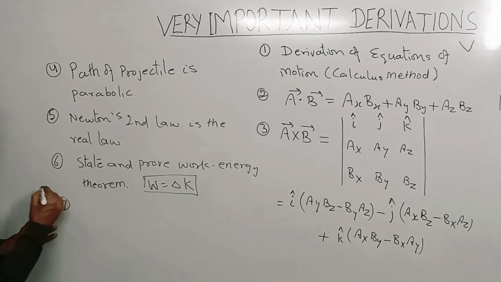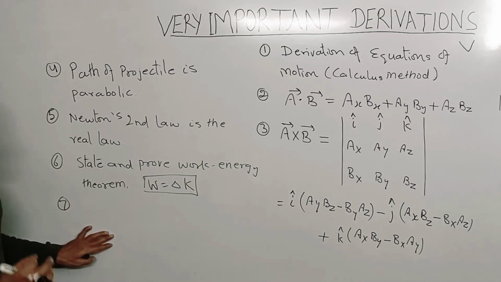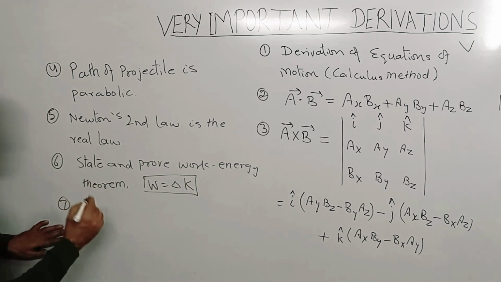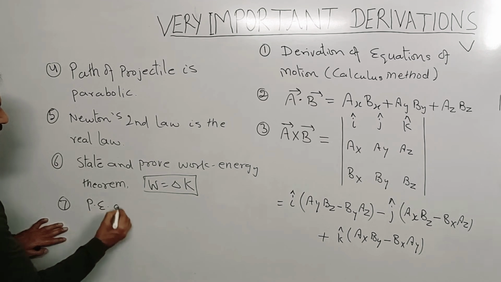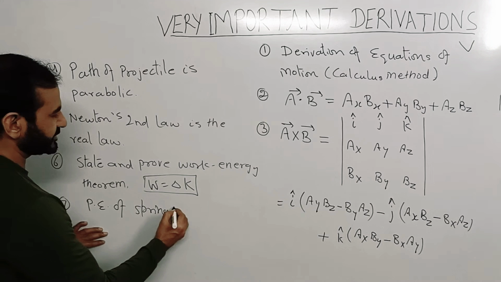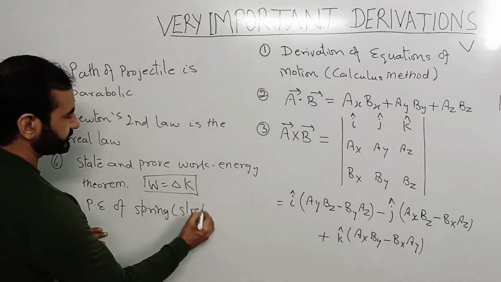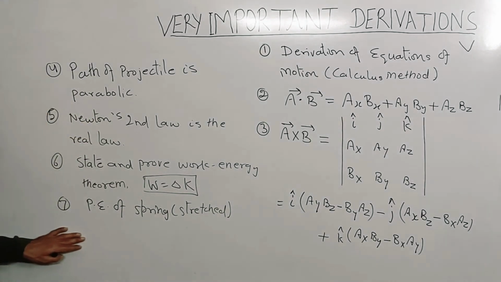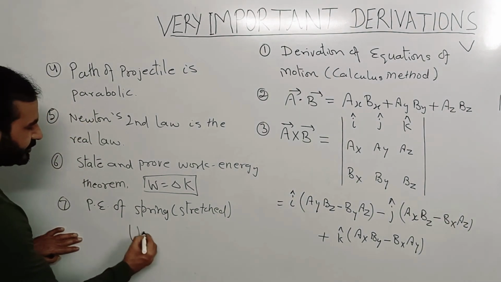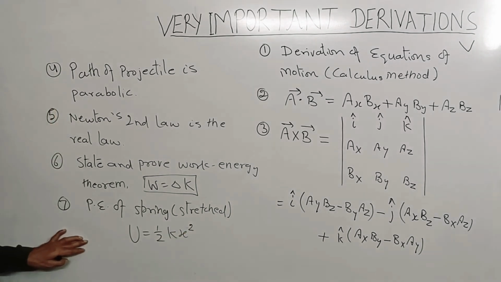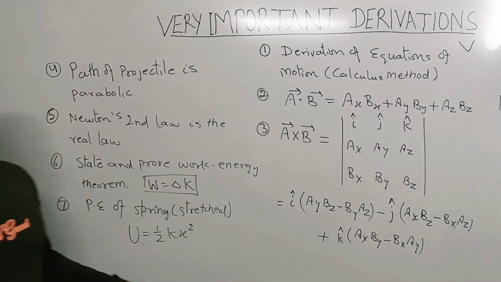Number 7 in this chapter is also spring: kinetic energy of a spring, potential energy of a spring, PE of a spring which is stretched. Obviously the potential energy will be in the stretched form in a spring, U equal to half kx square. This is also important derivation.